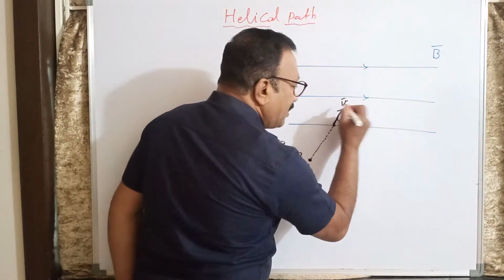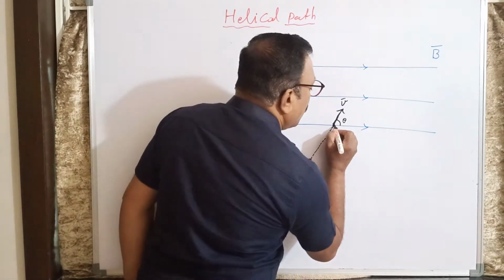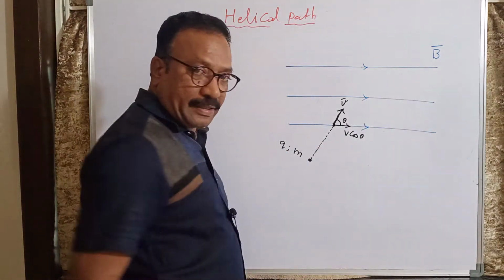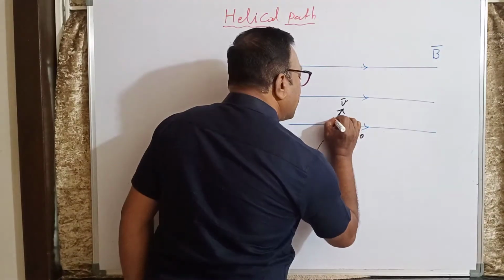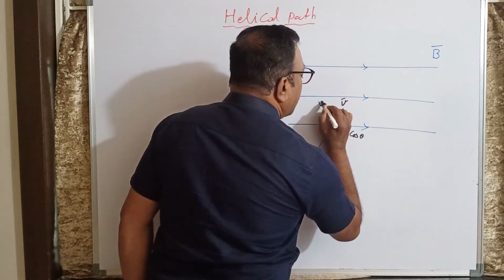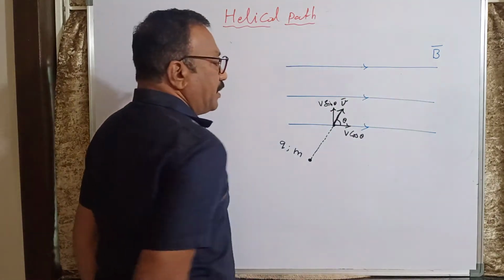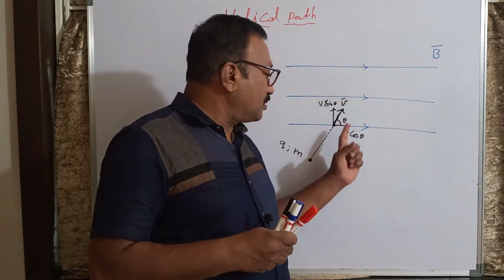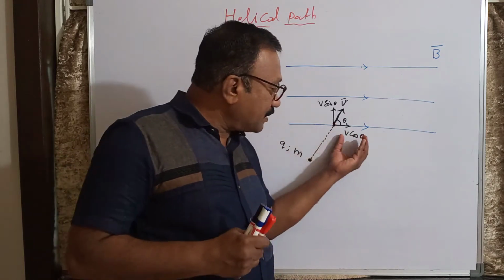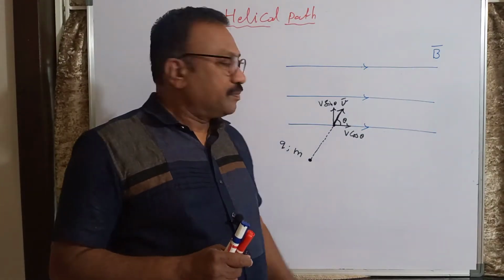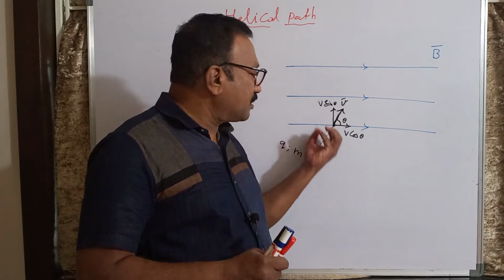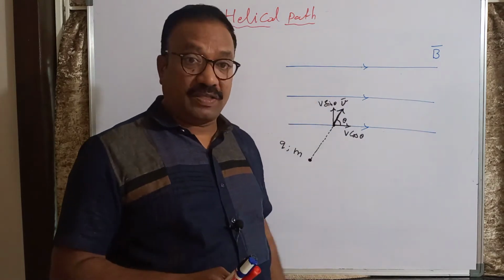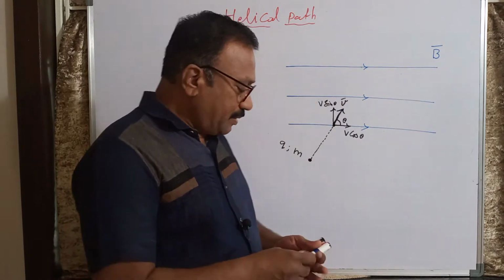So now what happens? I will resolve this velocity. The horizontal component will be V cos theta, and the vertical component will be V sin theta. Therefore, this velocity is resolved into two components. A part of the velocity is acting parallel to the field, and the other component of the velocity we are taking perpendicular to the field. This is the direction of field, this is the direction of velocity.